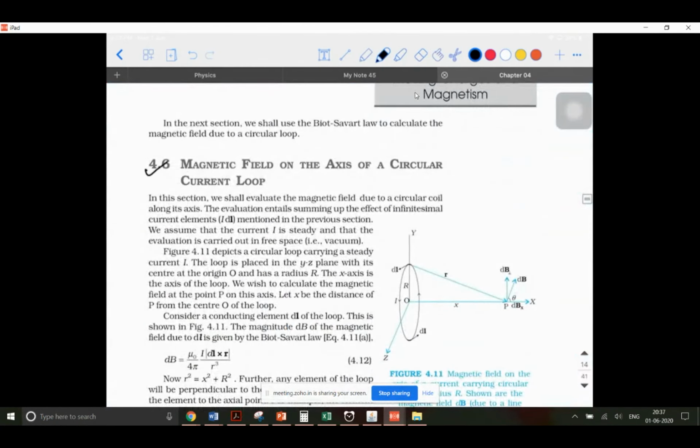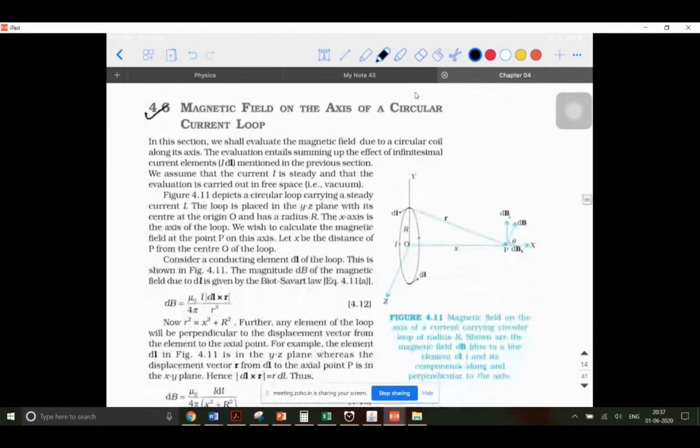Magnetic field on the axis of a circular loop. This is a slightly tricky concept. I'll not say it is complicated, it's slightly tricky, but we'll crack it with the help of vectors. If you apply the right hand thumb rule, it is going to be slightly tricky for you to understand. So this is the topic which we will see in the next class.